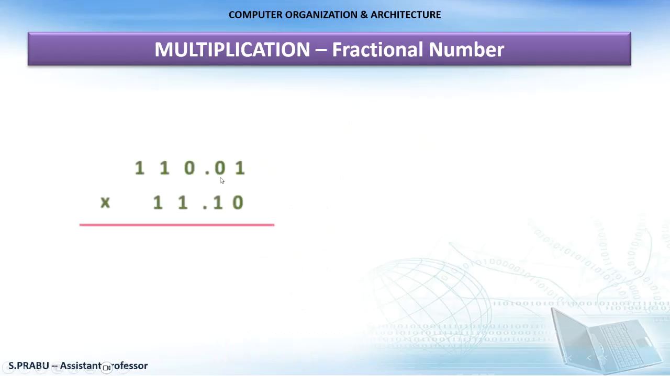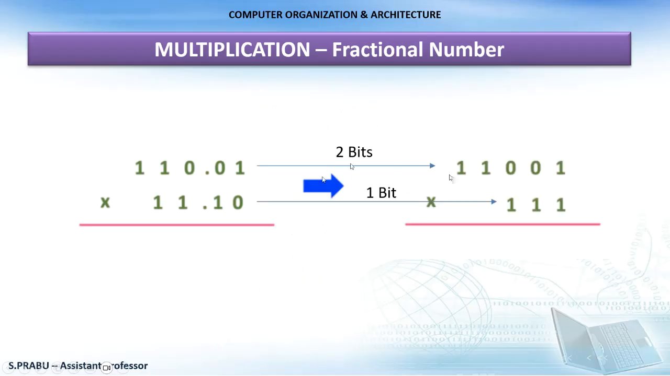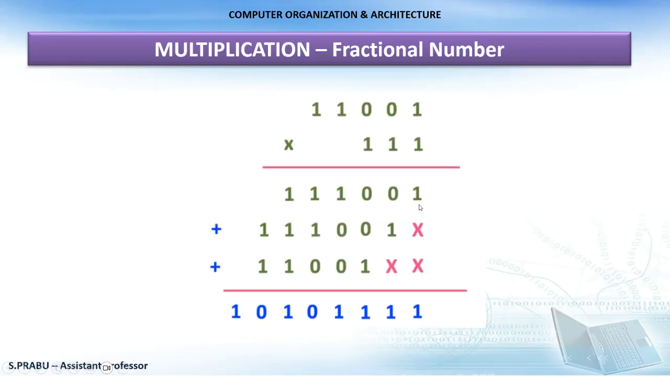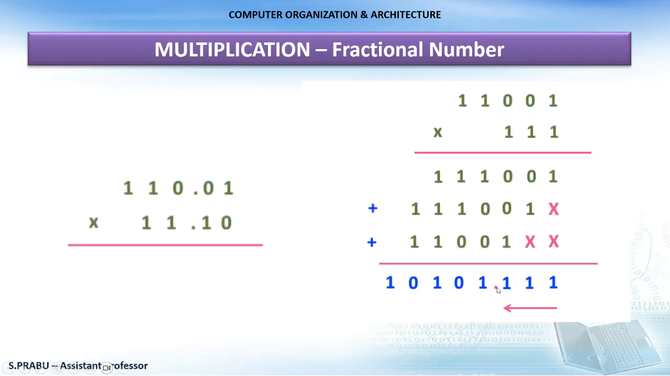In the second example, the first number needs 2 position shift. So I can get this value. In the second number, I need just 1 bit shift to get the whole number. Just ignore the 0 after this dot part. So totally 3 bits are needed to get the whole number for multiplier as well as multiplicand. Then do the normal multiplication operation, you can get this result. Then shift the dot by 3 positions. So this is the final result for multiplication of these two fractional numbers.